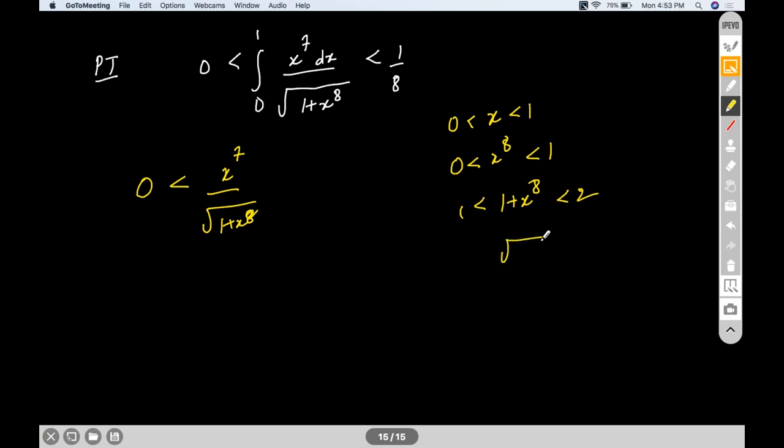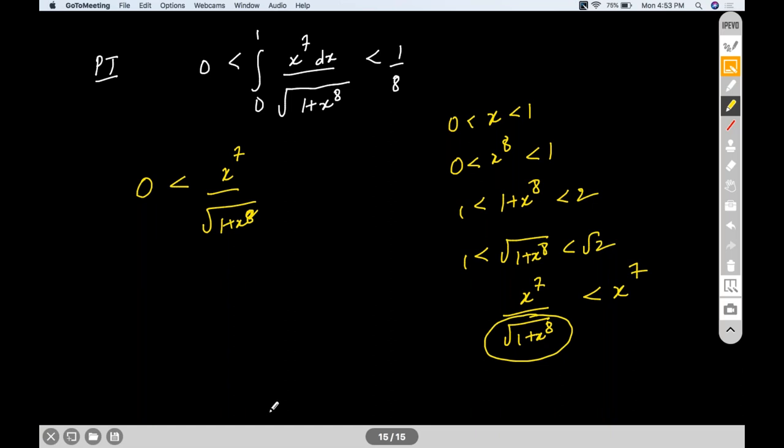So root of 1 plus x to the power 8 will be greater than 1 and less than root 2. Can I say that x to the power 7 by under root of 1 plus x to the power 8, since the denominator is greater than 1, will be less than x to the power 7? Yes or no? Because if you divide any quantity by a number greater than 1, the resultant value would be lesser than the numerator quantity. So this function is bounded between these.